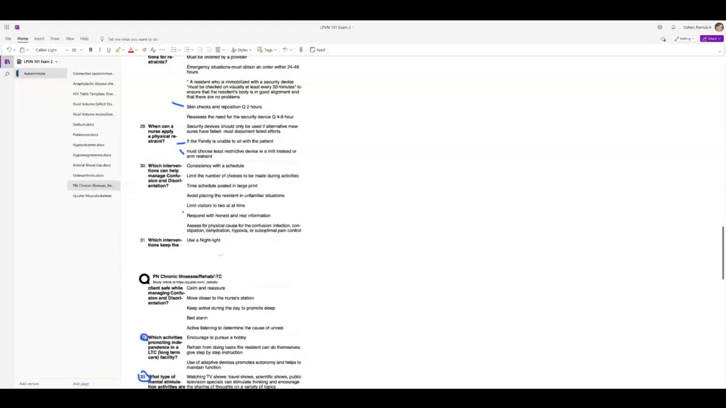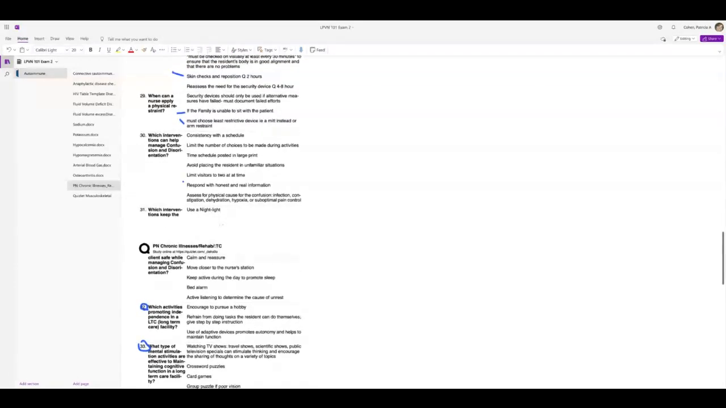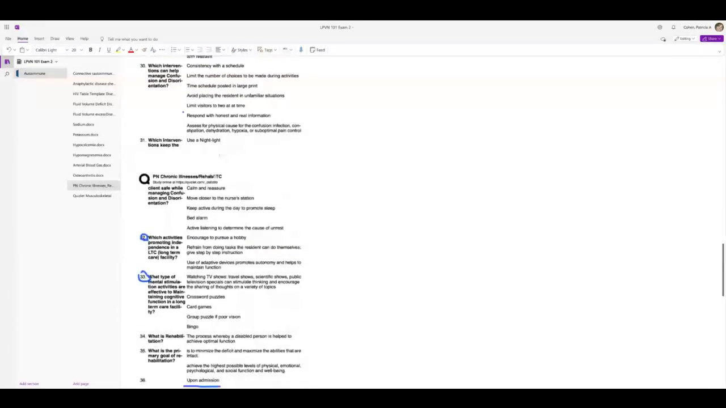You want to avoid putting them in unfamiliar situations. You want to limit visitors to 2 at a time because it's going to be too overwhelming. Okay. Use a nightlight so they don't fall.